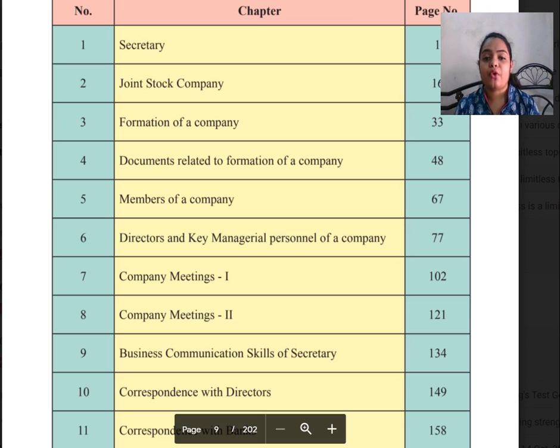Then next we have formation of a company. Then we have documents related to formation of a company. Then we have members of a company, directors and key managerial personnel of a company, company meetings 1, company meetings 2, business communication skills of secretary, correspondence with directors, correspondence with banks, and various other chapters.